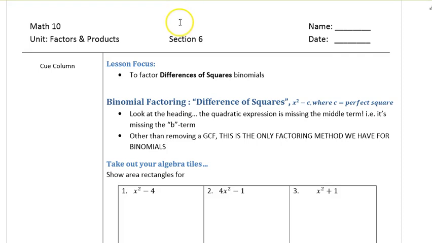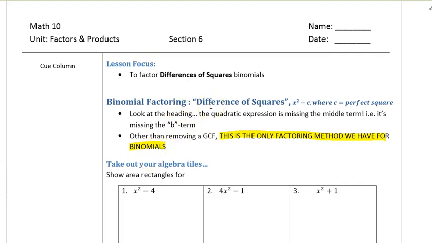This is our last section of this chapter, and this is factoring what are called differences of squares. Now, these are binomials, and what we are going to learn, other than taking out a GCF, is that when you have a binomial, this is all we've got. This is our only method.